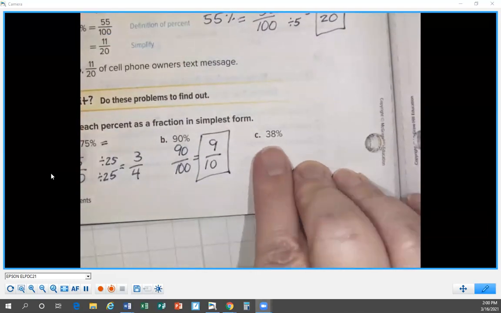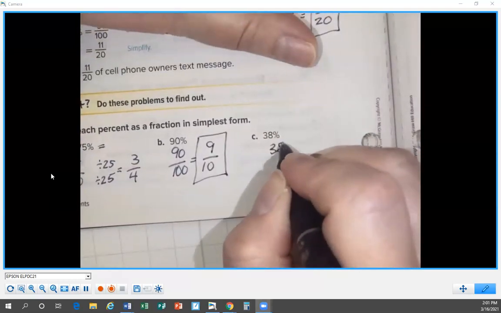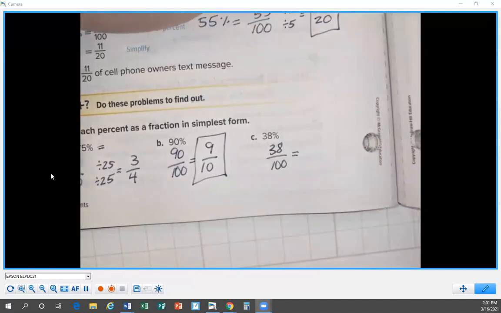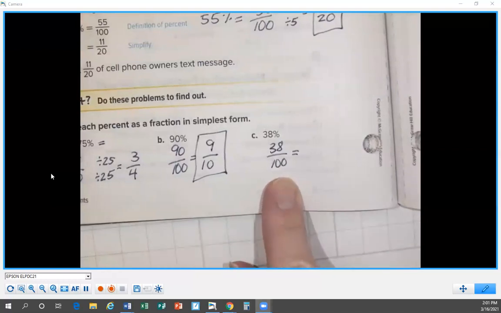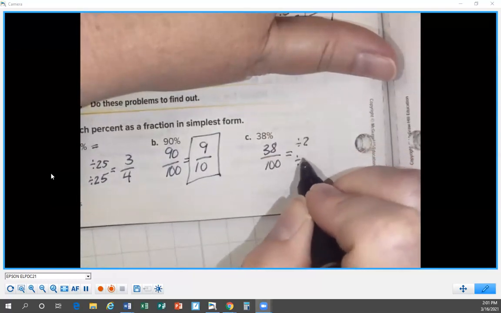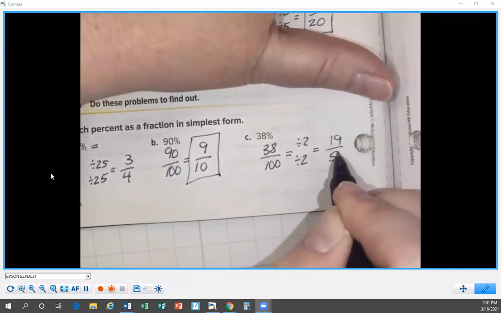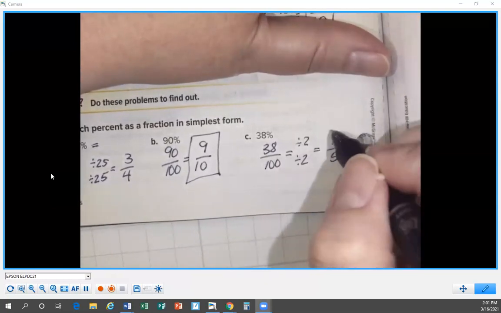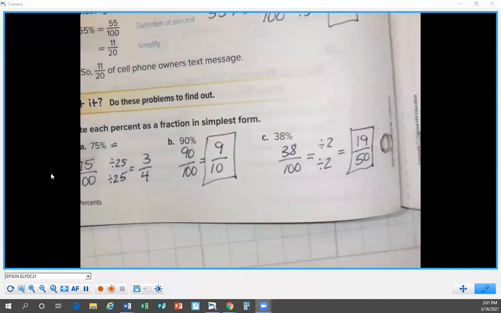Okay, 38%. As a fraction, we write that as 38 per 100. We look at 38 and 100, they're both even numbers, and we know that even numbers are divisible by 2. So we divide by 2, and we get 19/50ths, and that's the greatest common factor, so we cannot simplify that further, 19/50ths. Okay, nice job with that.